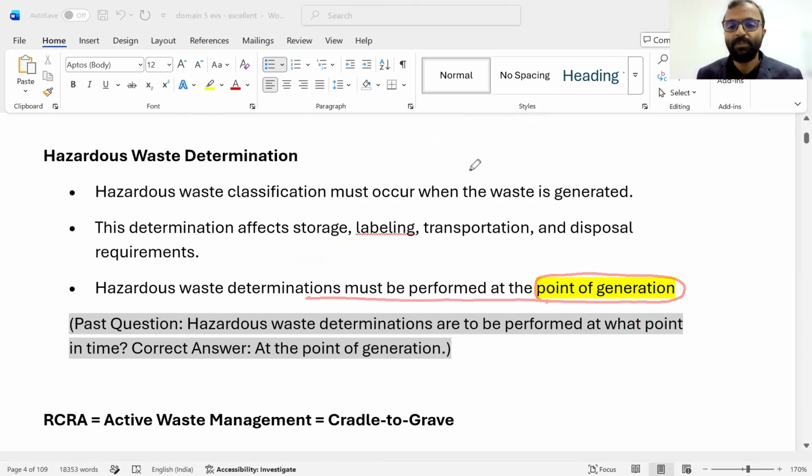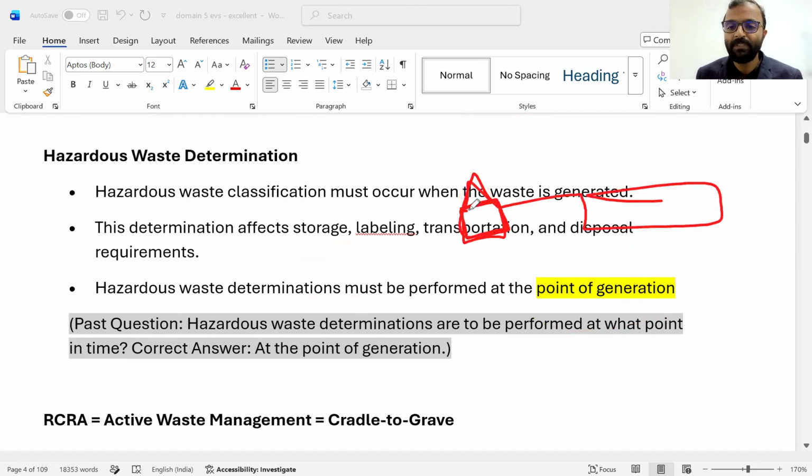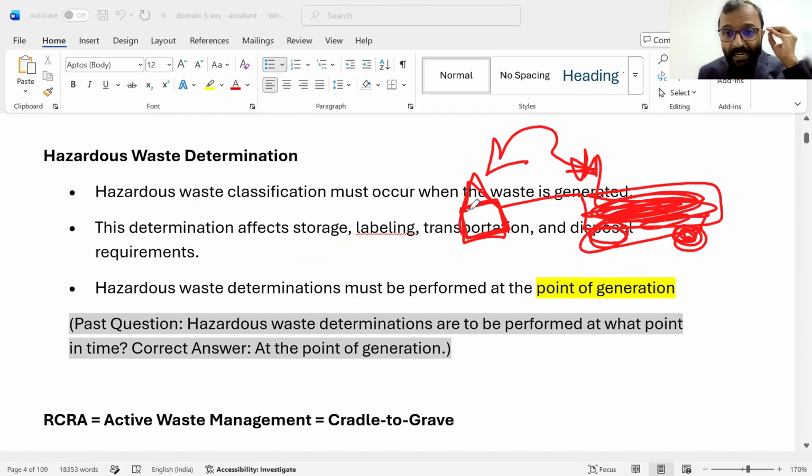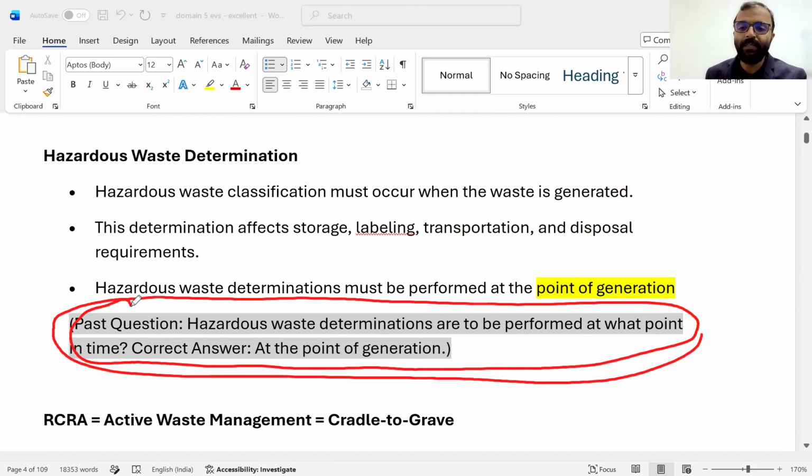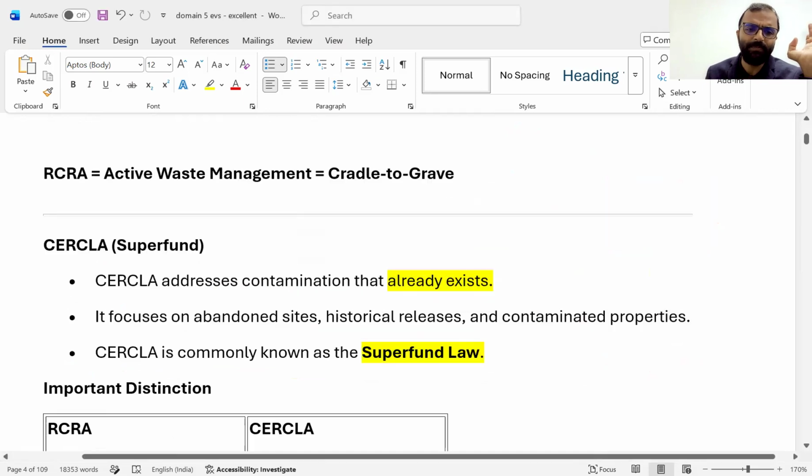Okay. Very important. Because see, for example, the company is generating the hazardous waste and they are giving this hazardous waste for the another person, for the truck person to dump it. So yeah, hazardous waste है क्या नहीं, not this person will decide, but this person who is generating the waste will decide that this is an hazardous waste. It should occur at the point of generation. That is why this is the important question. They have asked it, and that is why we have integrated into our PDF notes. Hazardous waste determination are to be performed at what point of time? At the point of generation. ऐसा पढ़ेंगे, definitely pass in the first attempt. Okay, no doubt about it.